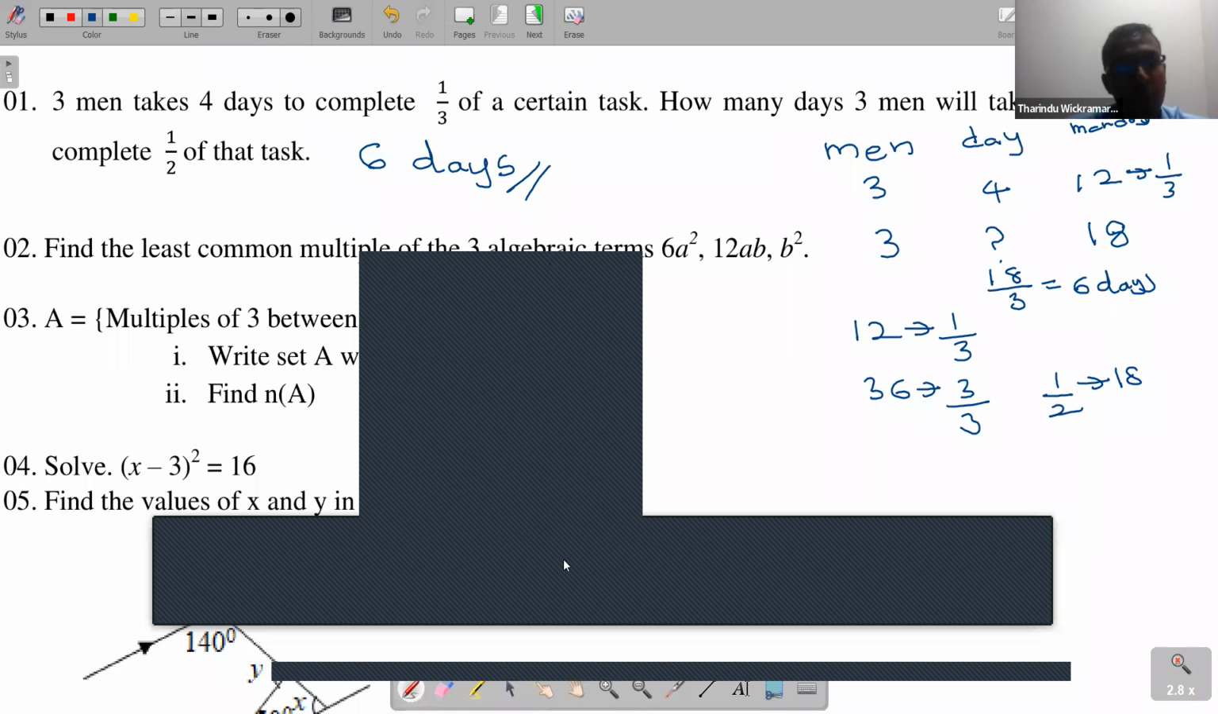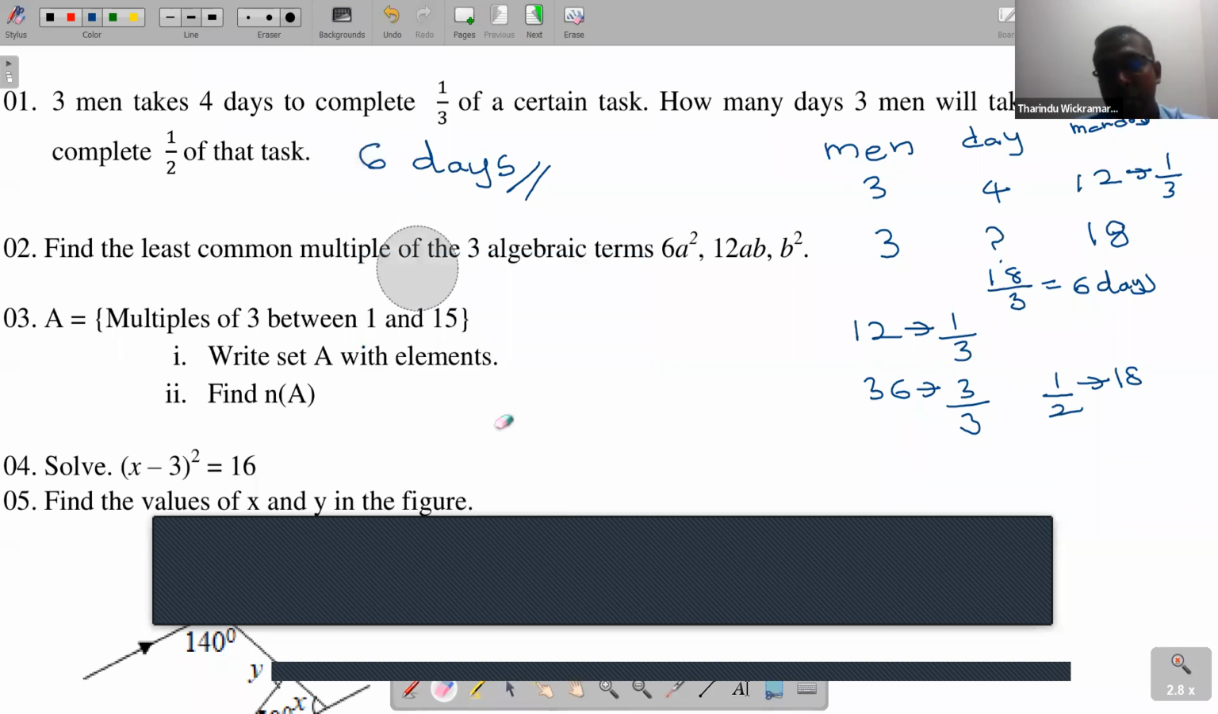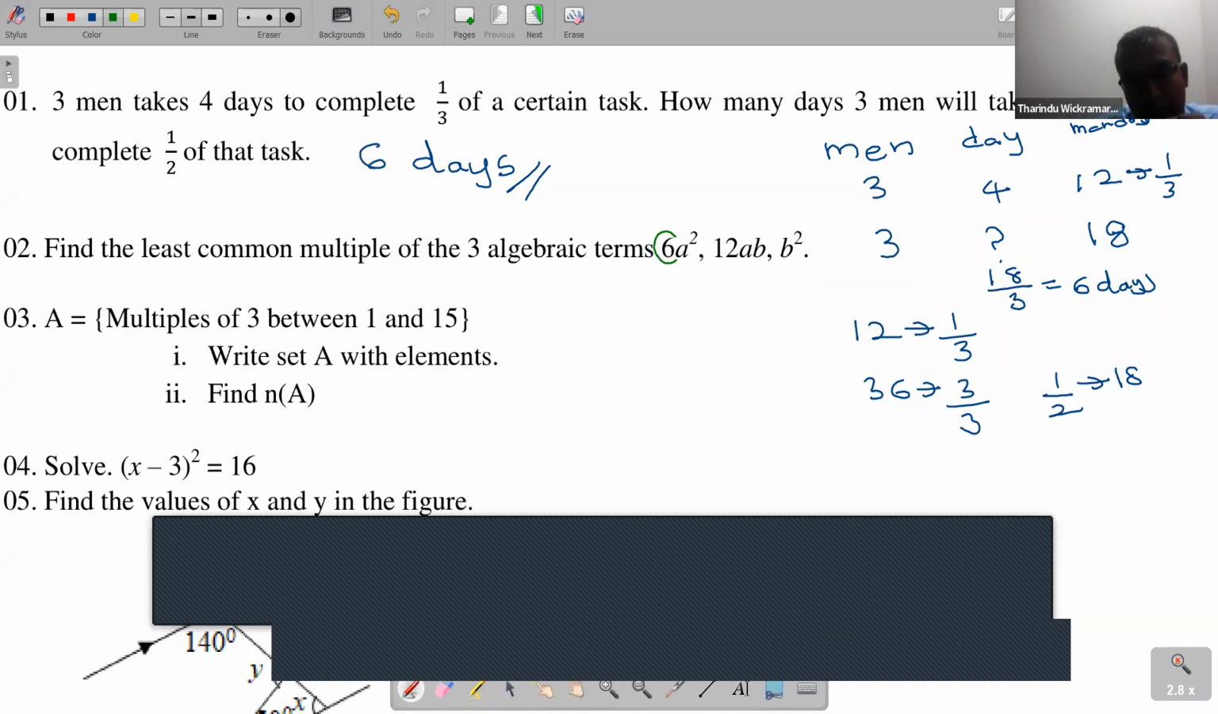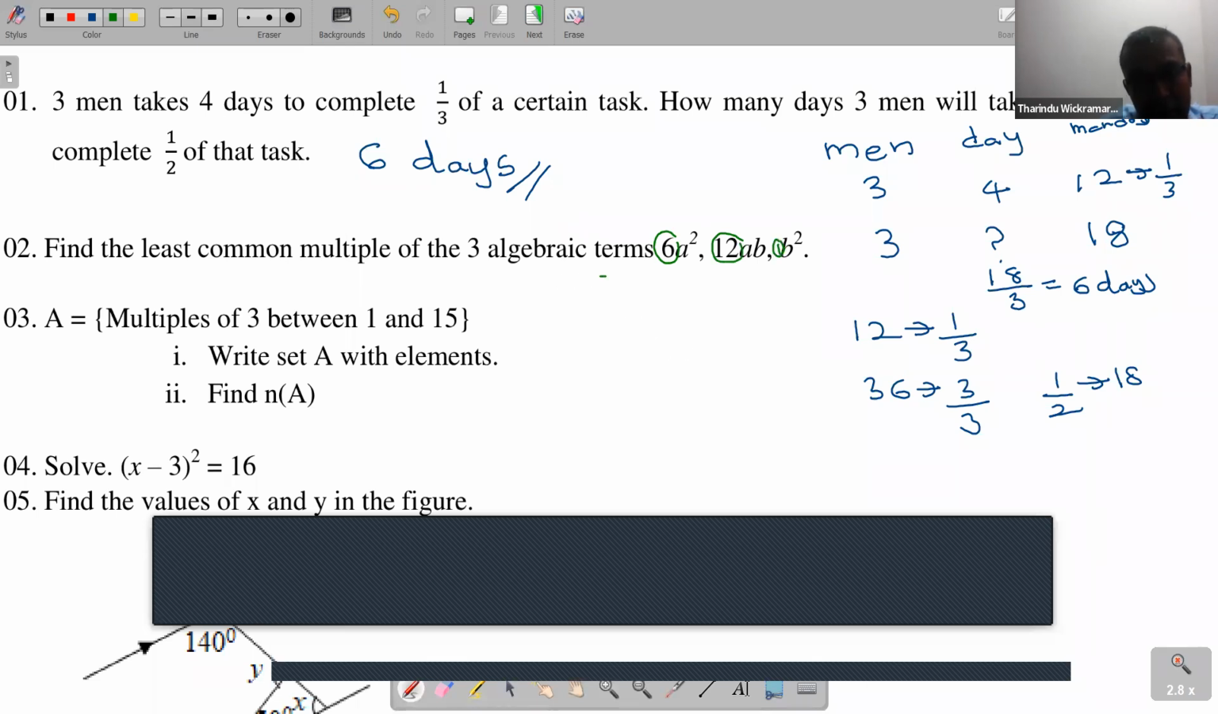Right. So there are numbers and letters, no? Different people have used different methods. So when you take numbers here, what are the numbers? Here 6, here 12, here 1, actually. 6, 12, 1. Out of these three, what is the biggest number? That is 12.